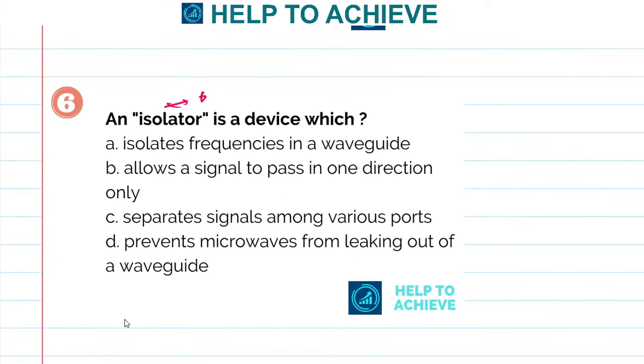Isolator. So what exactly is an isolator? From the basic definition, an isolator allows a signal to pass in one direction only. So it will isolate. This is from the basic definition. There is not much to discuss.